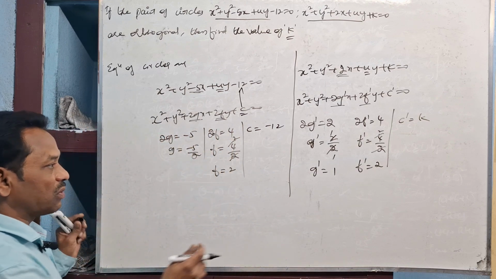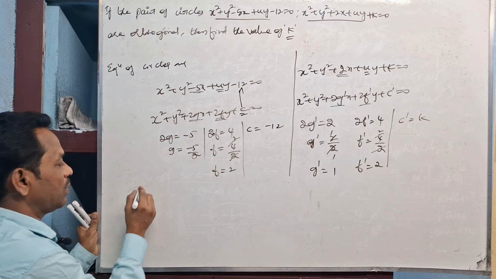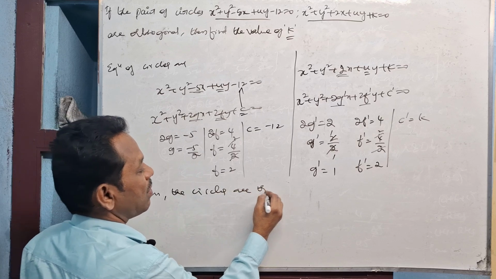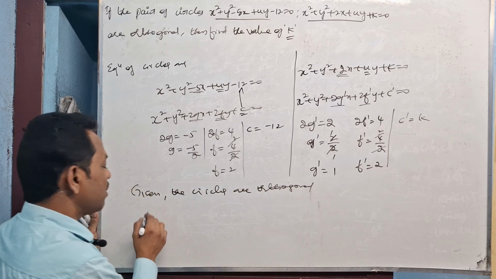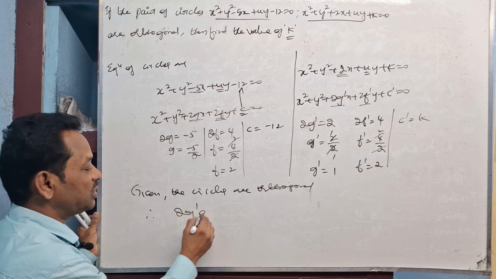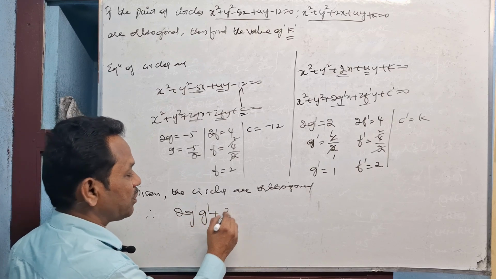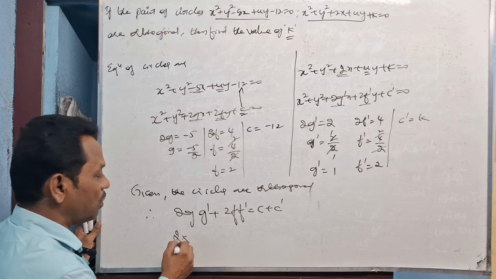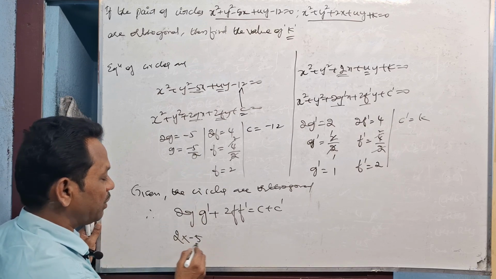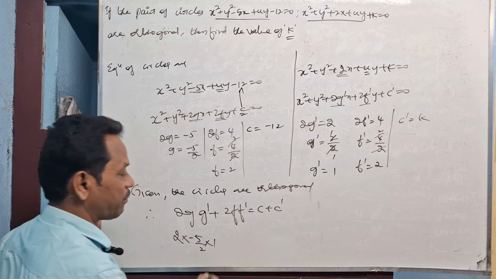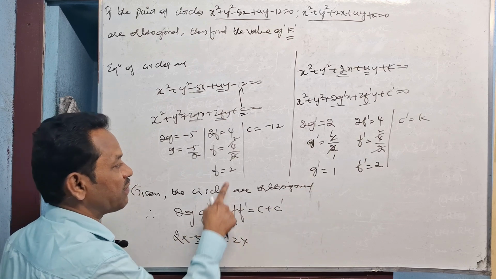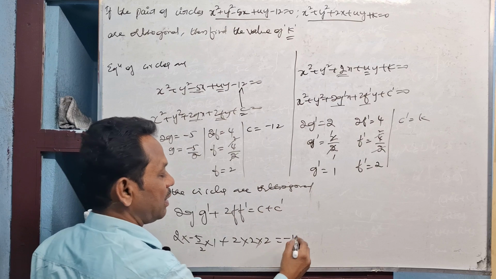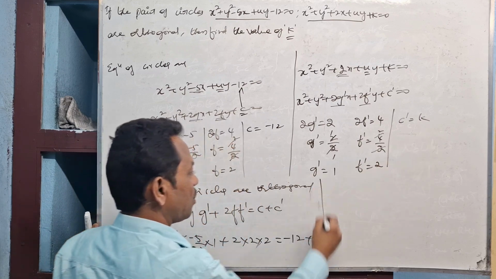Now given the two circles are orthogonal, therefore we can use the condition 2gg dash plus 2ff dash equal to c plus c dash. Now let me substitute the values: 2 into the value of g, minus 5 by 2, into g dash, which is 1, plus 2 into the value of f, which is 2, into f dash, which is 2, equal to the value of c, which is minus 12, plus c dash, which is k. Now bachcho, let me simplify.